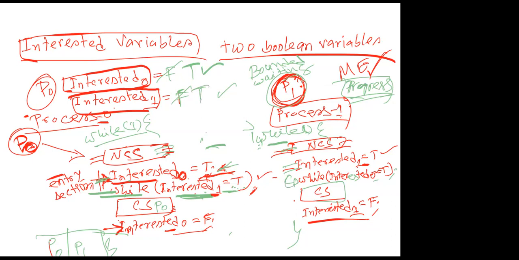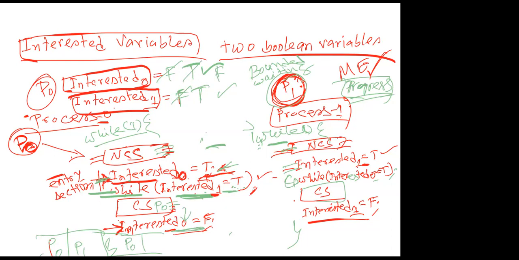Now let's check again. Process P0 is scheduled by the operating system. It is currently in its critical section. So what will it do? It will exit, and then it will make interested 0 as F. So interested 0 becomes F. Let's check again: can P0 enter the critical section or not?